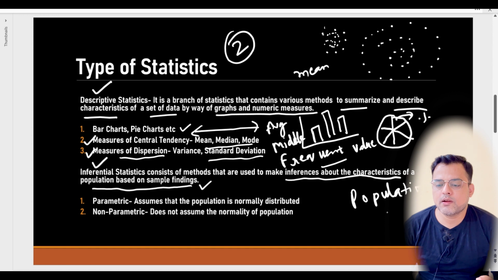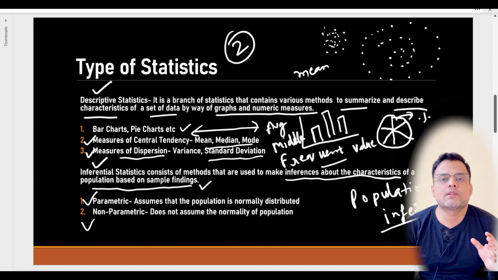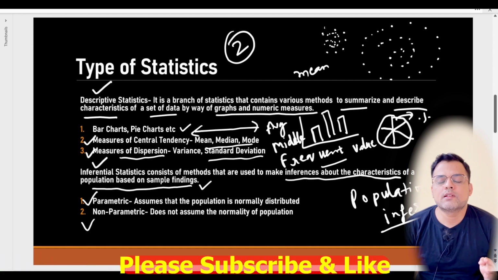So this point is very important. We infer what the characteristics of the population will be. In inferential statistics, there are two kinds of methods: one is parametric, one is non-parametric. For now, I'll not go into detail; we'll go into detail in our subsequent sessions. But you should remember that descriptive statistics talks about graphical and numeric measures, and inferential statistics talks about methods that are used to make inferences about the characteristics of a population.